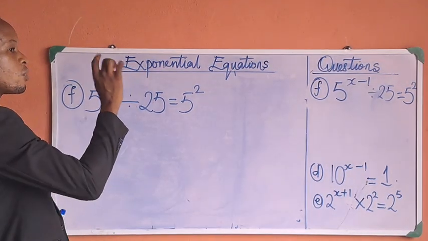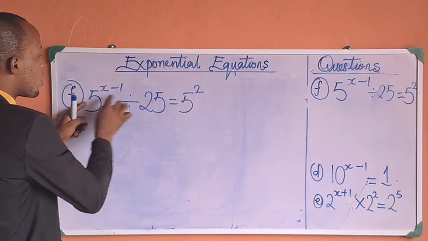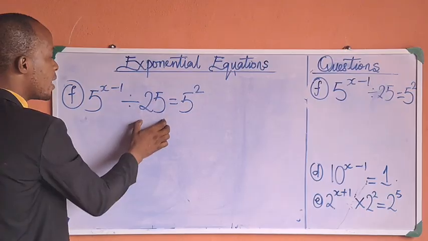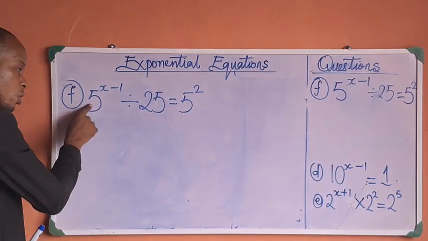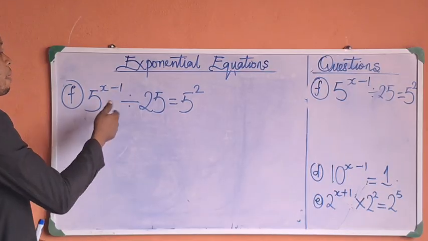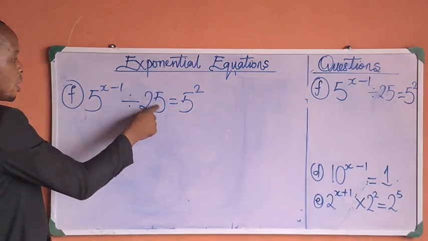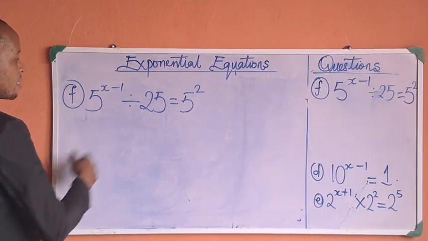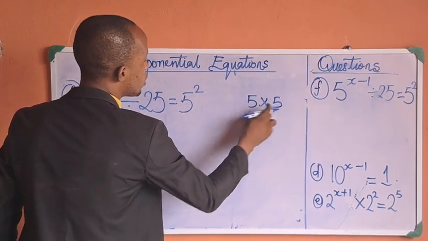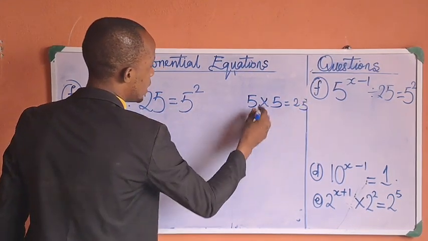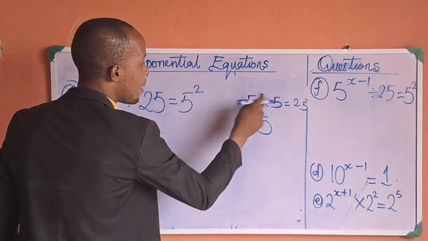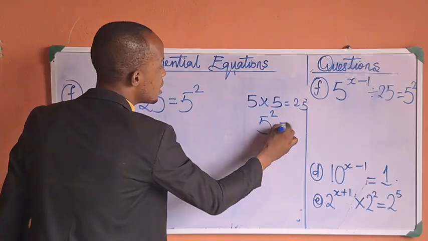So the first thing we need to do, we are going to look for a way to have common bases. And to do that, we will express 25 as a power of 5. What does that mean? We are going to look for the number of times 5 can be multiplied by itself to give us 25 so that we can achieve common bases. In this case, 5 will be multiplied by itself 2 times to give us 25. In other words, 5 having power of 2, multiplied by itself 2 times, is 25.